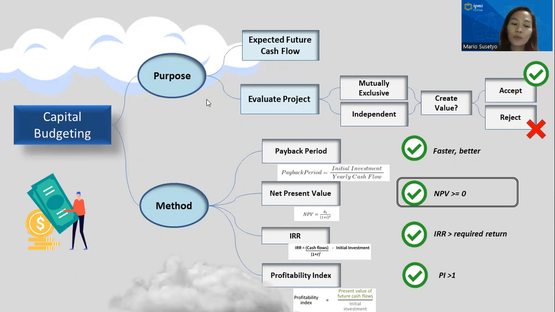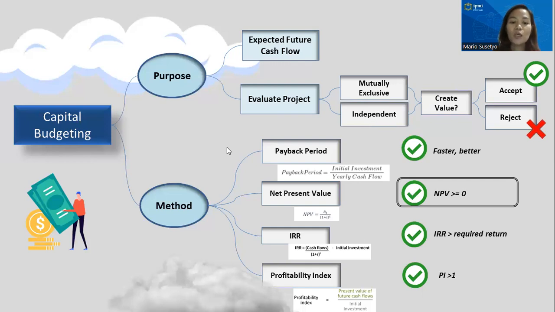First is to calculate expected future cash flow. Second is to evaluate the project based on the capital budgeting concept. And third is to decide whether a project is good or bad and we should reject it. There are several methods to calculate capital budgeting: payback period, NPV or net present value, IRR, and profitability index.